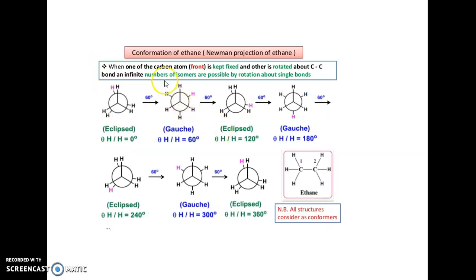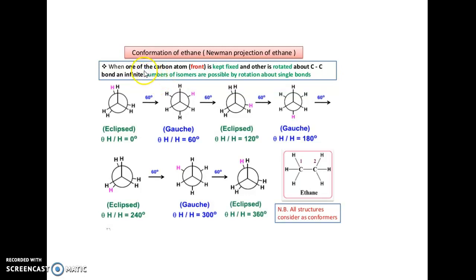And when we talk about the Newman projection of ethane, one of the carbon atoms, that is the front one, is always fixed and the other one is rotated. So this is how we get the conformations. Dear students, please try to learn this perfectly, because you should know how you got the eclipsed form, staggered form, etc. We know that conformations are obtained by the rotation of the carbon-carbon bond. So how is the bond rotated?